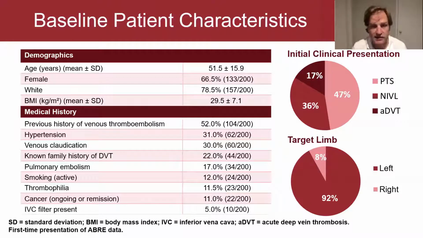Baseline patient characteristics are fairly typical of a population we'd expect to see, predominantly female, with a high percentage of patients with a previous history of venous thromboembolism at 52%. The broad group of patients with disease were recruited in a post-thrombotic group, NIVL group, and acute DVT. It is important to note that these groups are all represented in the study, which is not the same as some of the other trials we've seen, which restricted certain patient groups. The majority of patients had their left limb treated, as we would expect with venous disease.